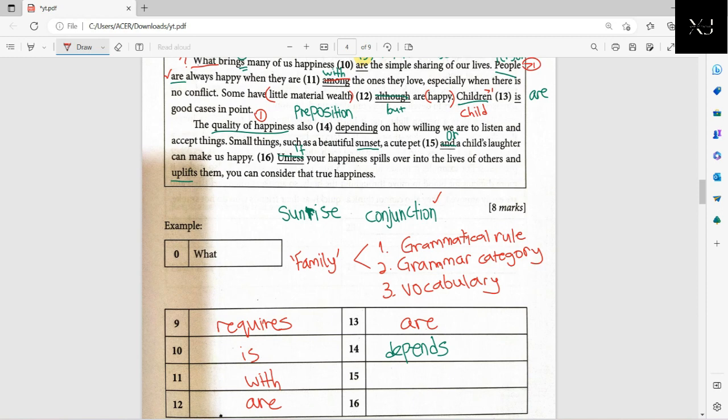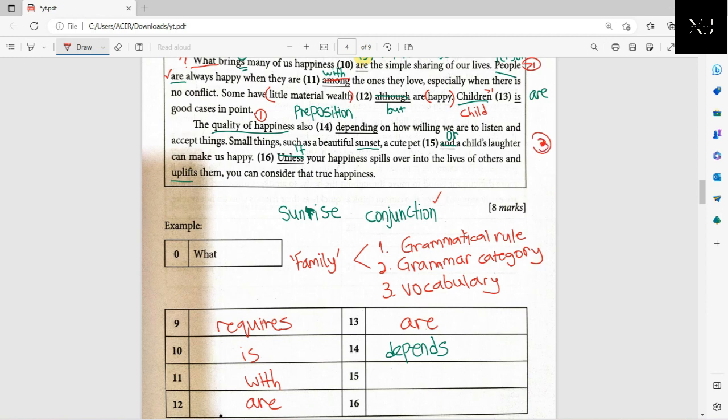Small things such as a beautiful sunset. Sunset is when the sun goes down. Sunrise is when the sun comes up in the morning. A cute pet or a child's laughter can make us happy. This is, if we say and, right? Sunset, pet and child's laughter can make us happy. We say and, means that only these three things can make us happy.